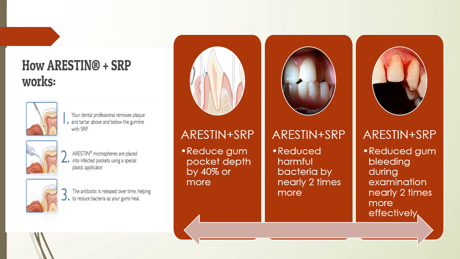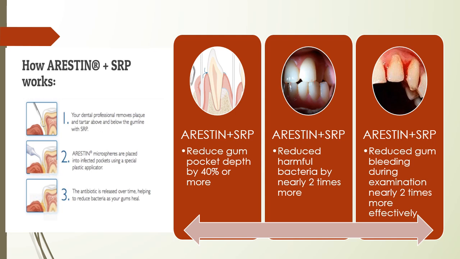But if Arestin and SRP work together, they can reduce gum pocket depth by 40% or more. They can reduce harmful bacteria nearly 2 times more, and they can also reduce gum bleeding during examination nearly 2 times more effectively. The reason Arestin works differently with SRP is because of its microsphere delivery in the gum.